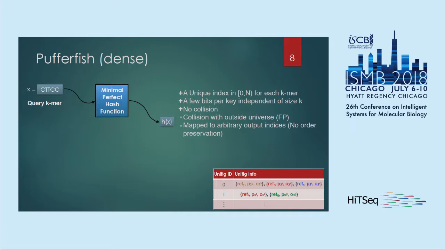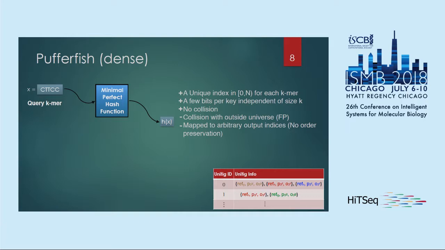There is no collision between the set of outputs, meaning that we have a unique index per each input, and we just spend a few bits per k-mer, independent of the length of the k-mer and what the k size is. But a minimal perfect hash function doesn't guarantee not having a collision with any input from outside the universe of the input that it was built on, meaning that we might have something analogous to a false positive concept.